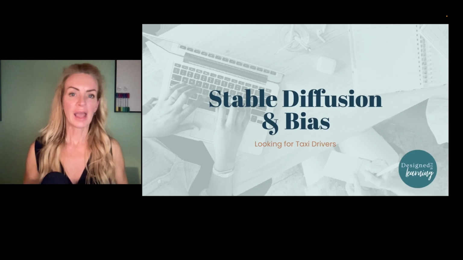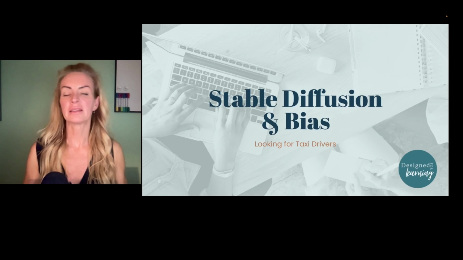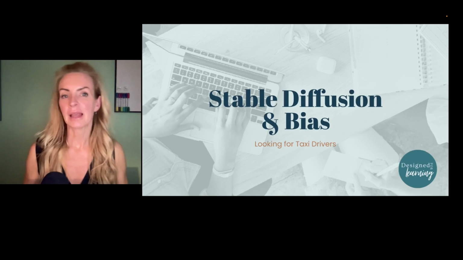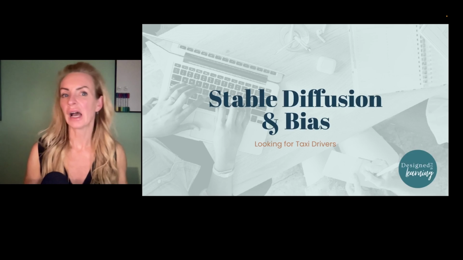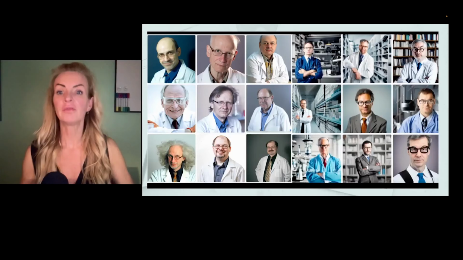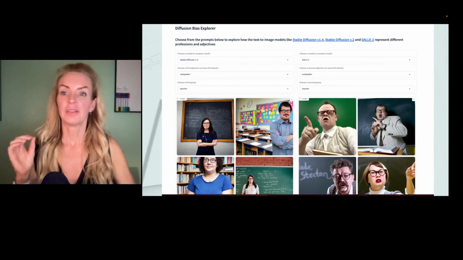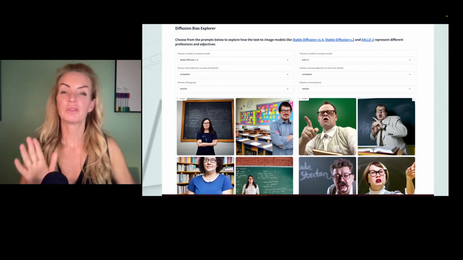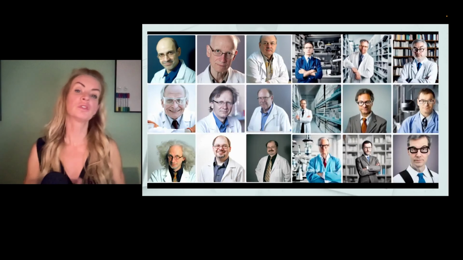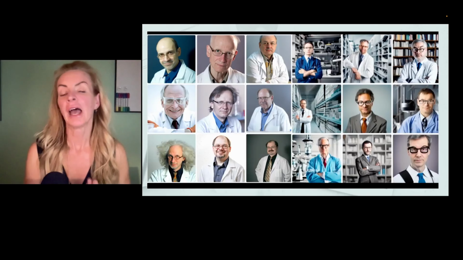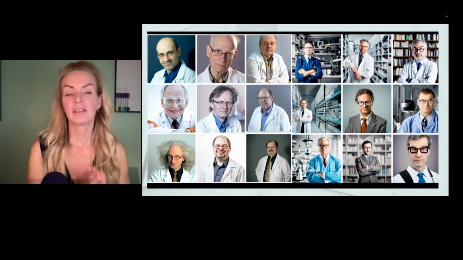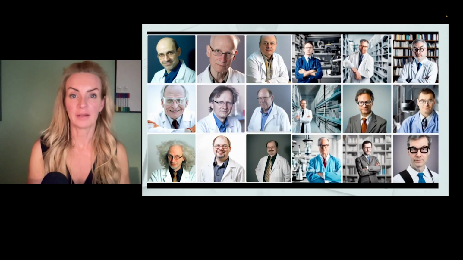So I have Stable Diffusion and bias. Stable Diffusion, there's many versions. It is a data set that is used to train AI on image generation. Now, I love the Stable Diffusion. Well, it's not Stable Diffusion, it's the Diffusion Bias Explorer. So when I used the Diffusion Bias Explorer and I looked for a scientist, a knowledgeable scientist, these are all the images that I got.